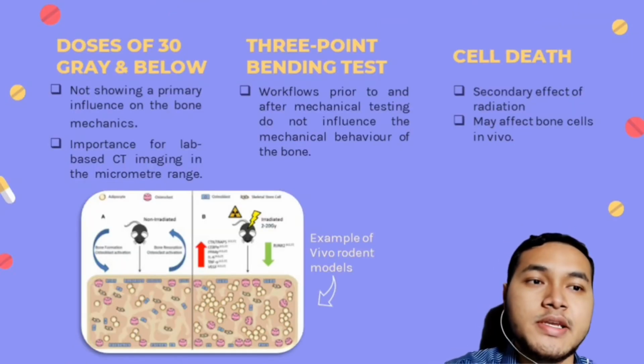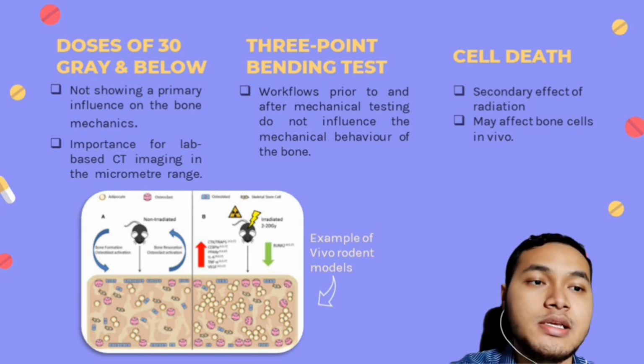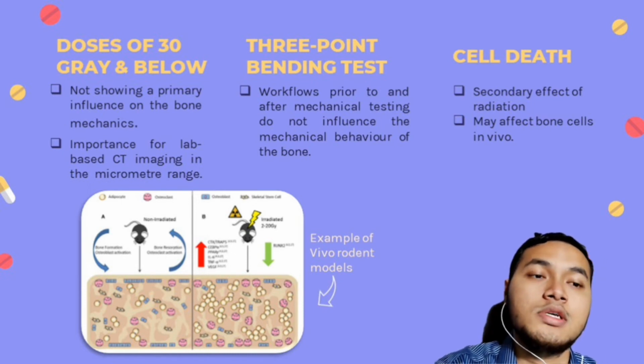For doses of 30 gray and below, the previously presented results do not show a primary influence on the bone mechanics in bending experiments. This result is greatly important for lab-based CT imaging in the micrometer range. Based on the 3-point bending test results, workflows such as micro-CT imaging prior to and after mechanical testing do not influence the mechanical behavior of the bone.